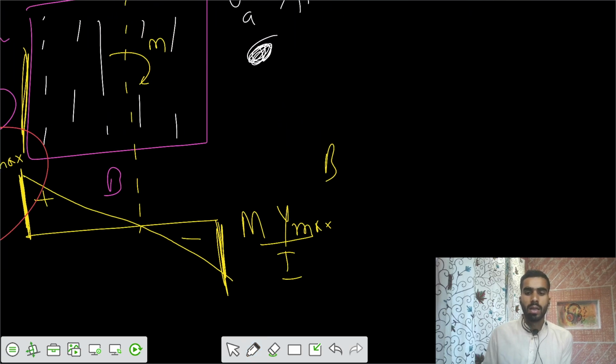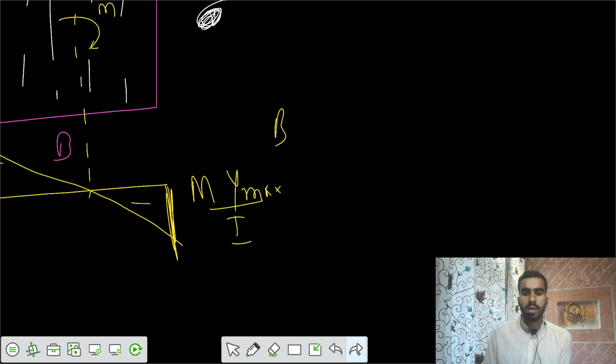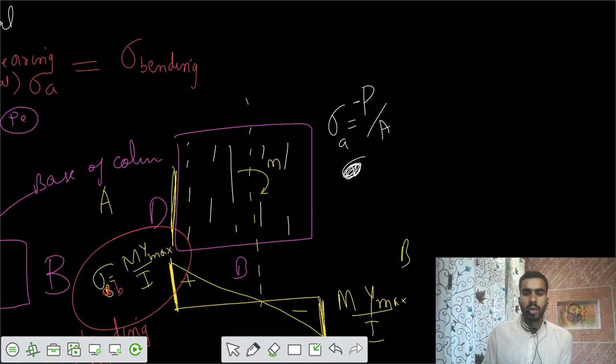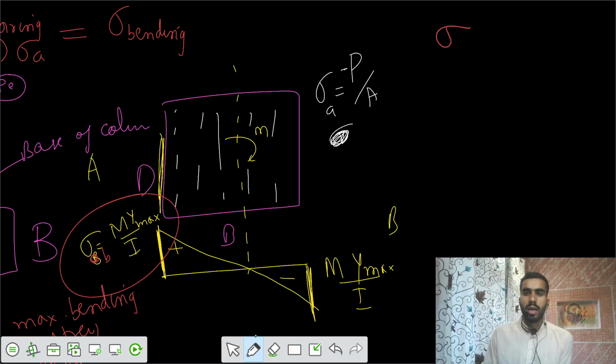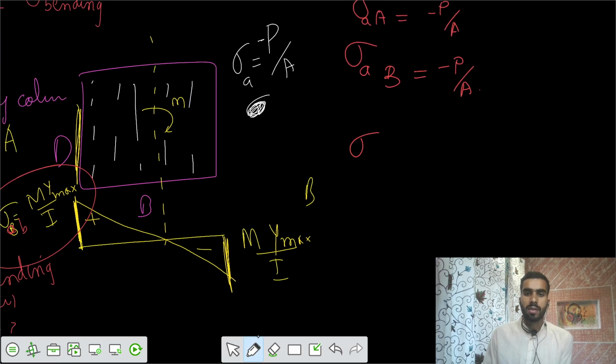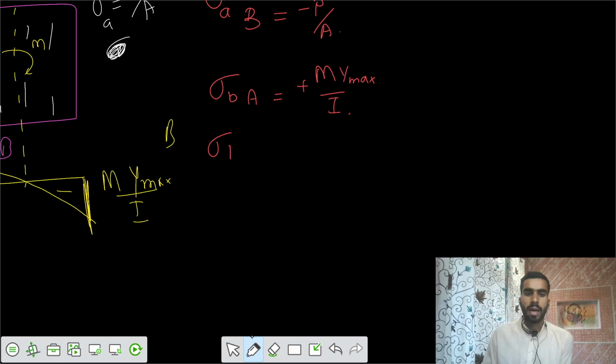Now, initially, because of direct axial stress, the stress at A equals minus P by A, and the stress at B is also minus P by A. But the stress because of bending at A equals positive M y max by I, and the stress because of bending at B is minus M y max by I.